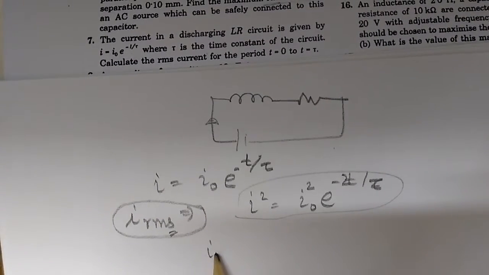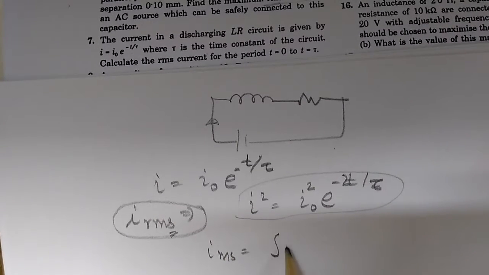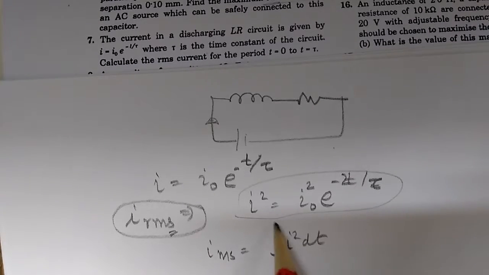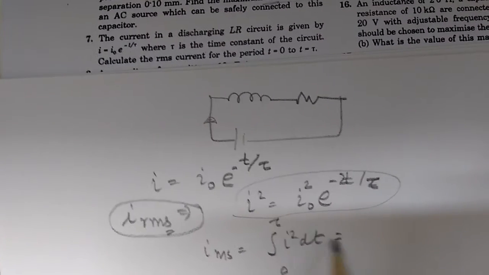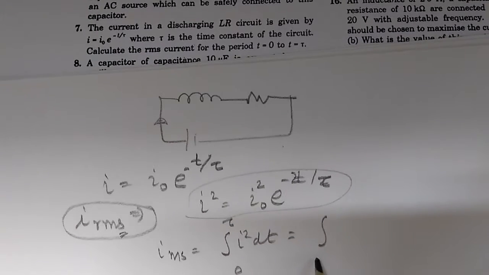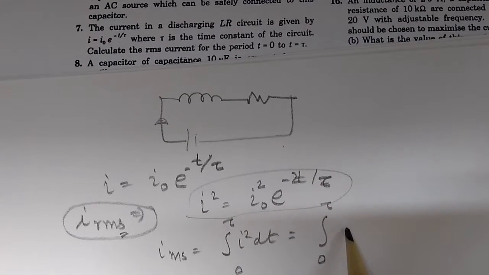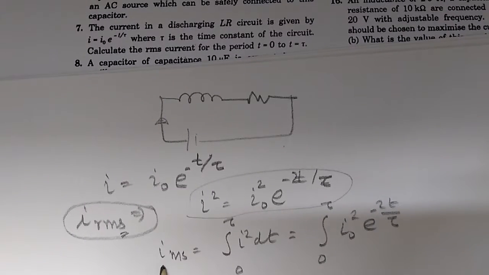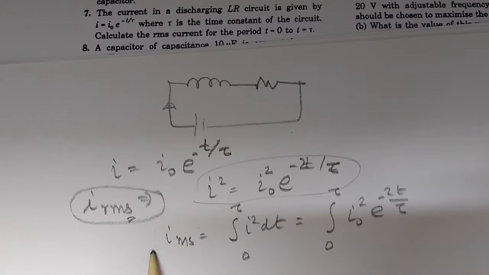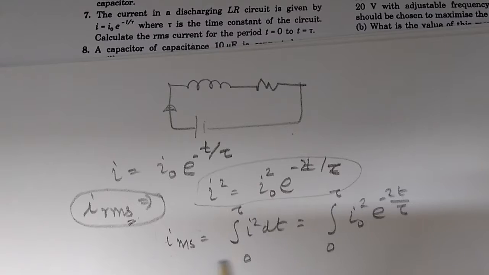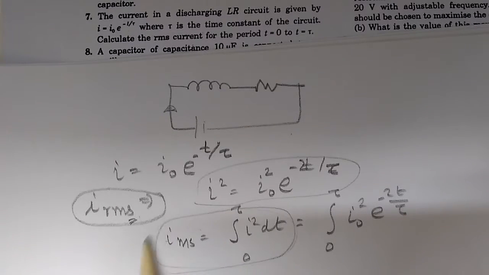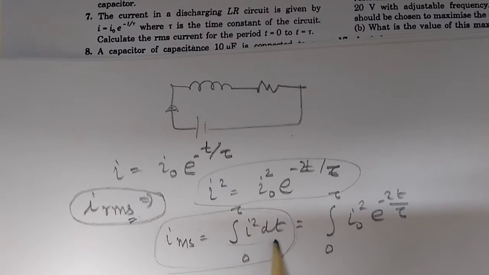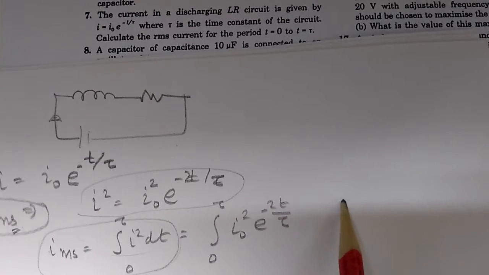To find the mean square, it will be equal to the integral of I squared dt from 0 to tau divided by tau. That is the definition of the mean. This is equal to the integral from 0 to tau of I naught squared e to the power minus 2t divided by tau, and then if I take the square root of this, it becomes IRMS, the root mean square. If you have difficulty understanding how we find the mean using the integral, consider a non-integral example.